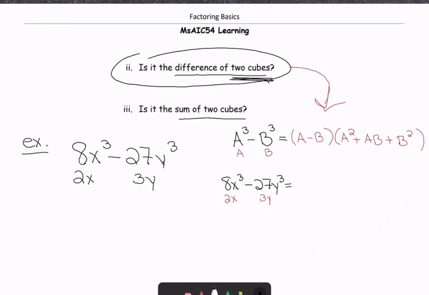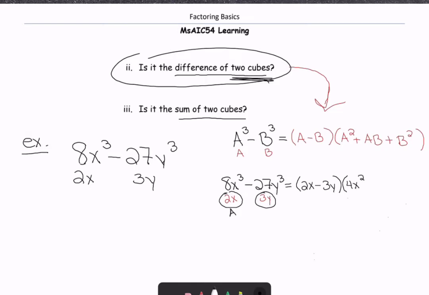So first it says do a minus b. This is representing my a and this is representing my b. So I do a minus b. That's going to be 2x minus 3y. Then it says do a squared. Remember, this is representing your a. I need to take all of it in the circle and square it. That's going to be 4x squared.